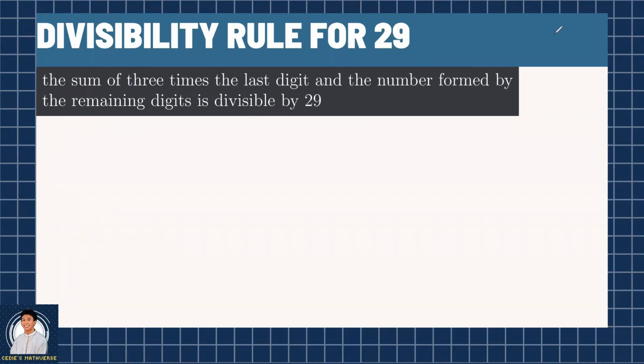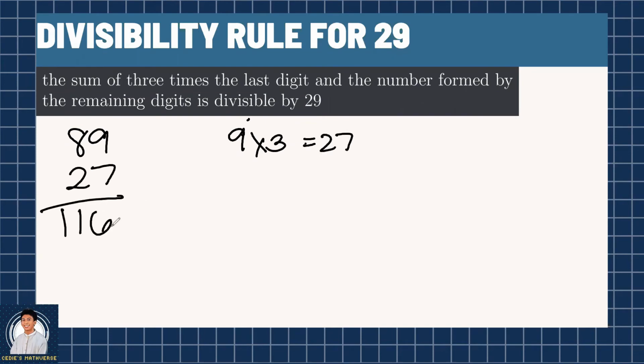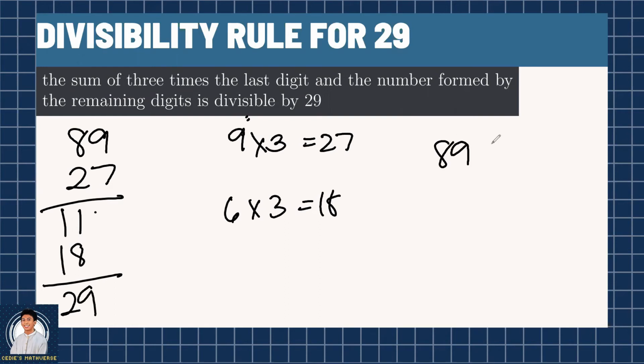Now, the divisibility rule for 29. The sum of 3 times the last digit and the number formed by the remaining digits is divisible by 29. One example that I can give is 899. We remove the 9, leaving 89, then 9 times 3 equals 27. 89 plus 27 equals 116. Then, I will remove the 6. 6 times 3 equals 18, and 11 plus 18 is 29. This means that 899 is divisible by 29.